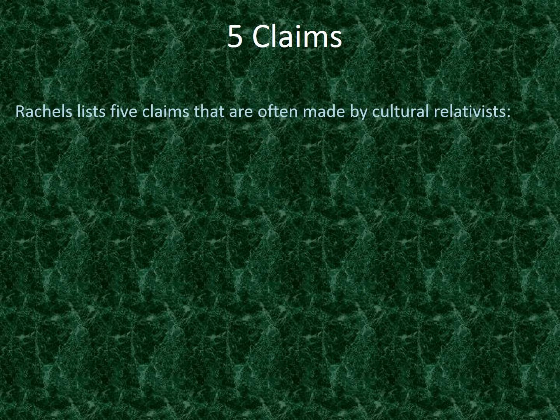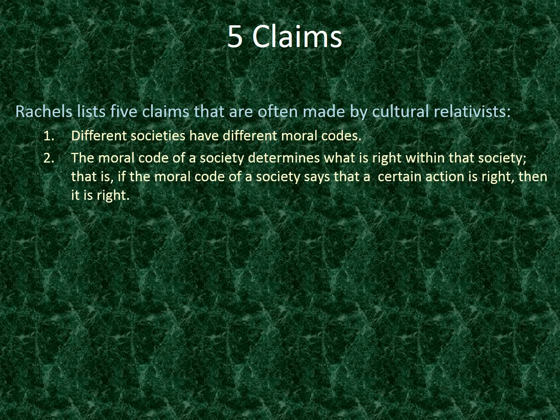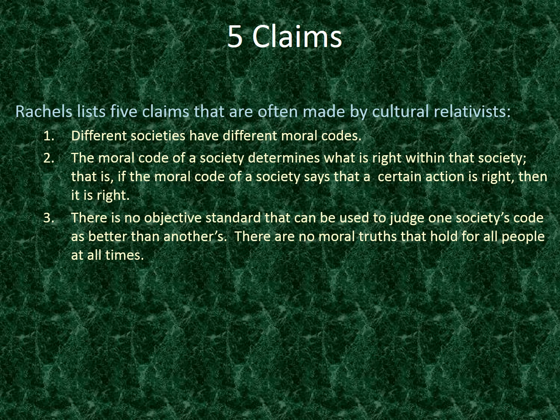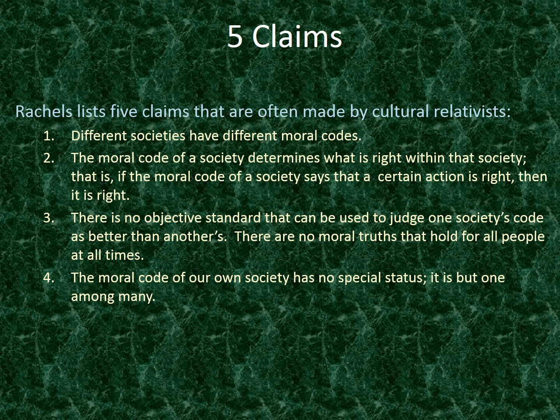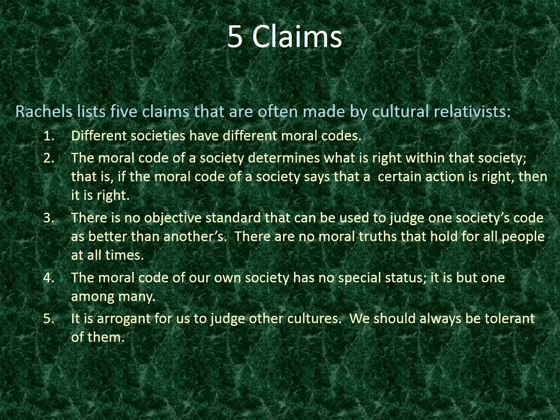Rachels lists 5 claims that are often made by cultural relativists. I will list them again here. First, different societies have different moral codes. Second, the moral code of a society determines what is right within that society. That is to say, if the moral code of a society says that a certain action is right, then it really is right. Third, there is no objective standard that can be used to judge one society's code as better than another. There are no moral truths that hold for all people at all times. Fourth, the moral code of our own society has no special status. It is but one among many. Finally, it is arrogant for us to judge other cultures. We should always be tolerant of them.